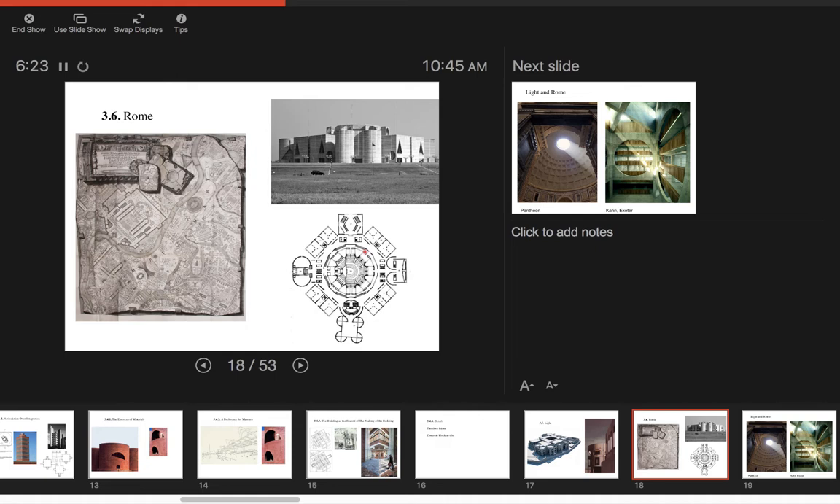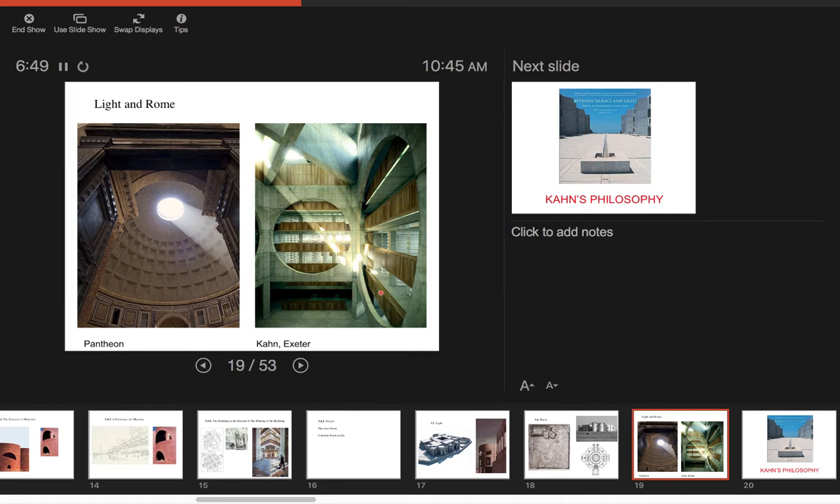Boullée's great cenotaph for Newton, the big sphere, and Piranesi's map of Rome that he had on his wall. And we see these Roman-like forms in Dhaka. And finally, light and Rome. So in the Pantheon, the light comes through the oculus, paints the wall, is reflected to illuminate the space. You can see Kahn doing something like that in Exeter.